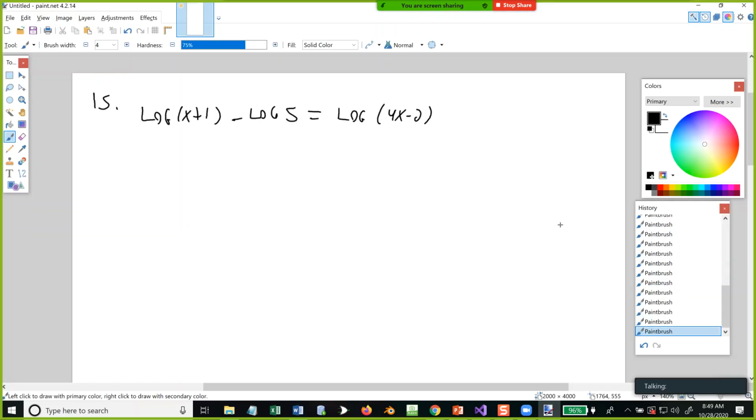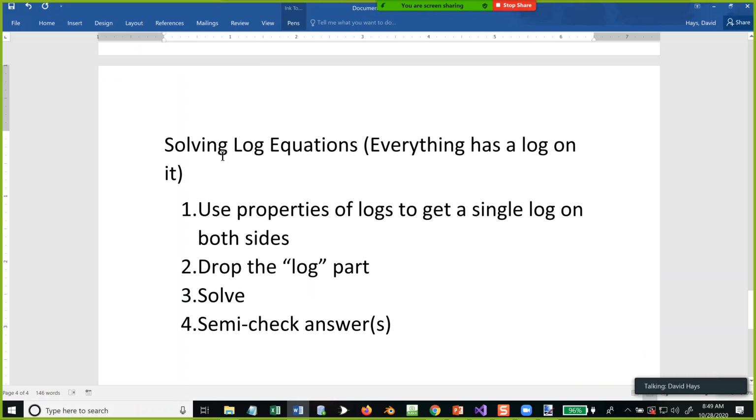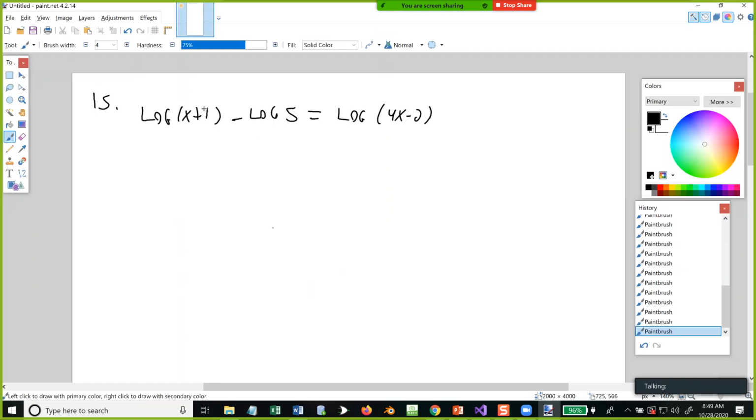Okay, so this problem here, everything has a log on it. Step 1, use properties of log to get a single log on both sides. Here we got log of something minus log of something. Subtraction becomes division. We're going to have log of (x plus 1) over 5 equals log of (4x minus 2).